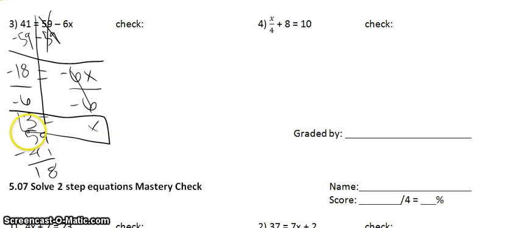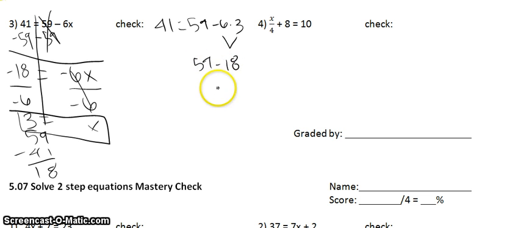I'm going to check that by substituting 3 back in for x in my original equation. So I'll try 41 equals 59 minus 6 times 3. Order of operations says do this part first. So I'm taking 59 minus 18, and that gives me 41. So 41 is equal to 41, and my answer is correct.